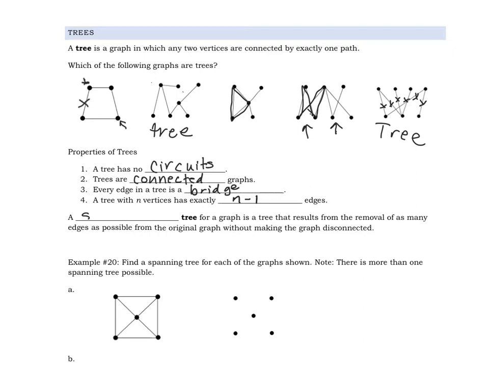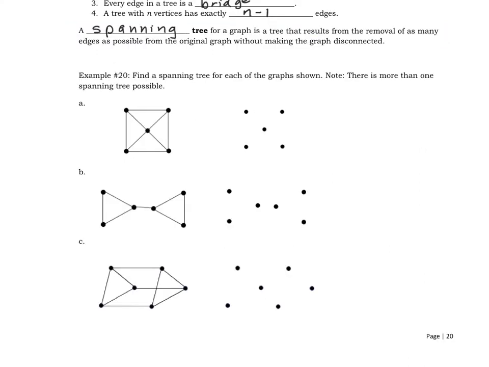A spanning tree for a graph is a tree that results from the removal of as many edges as possible from the original graph without making the graph disconnected. So example 20 is asking us to find a spanning tree for each of the graphs shown. And it is very important to note that there's more than one spanning tree possible.